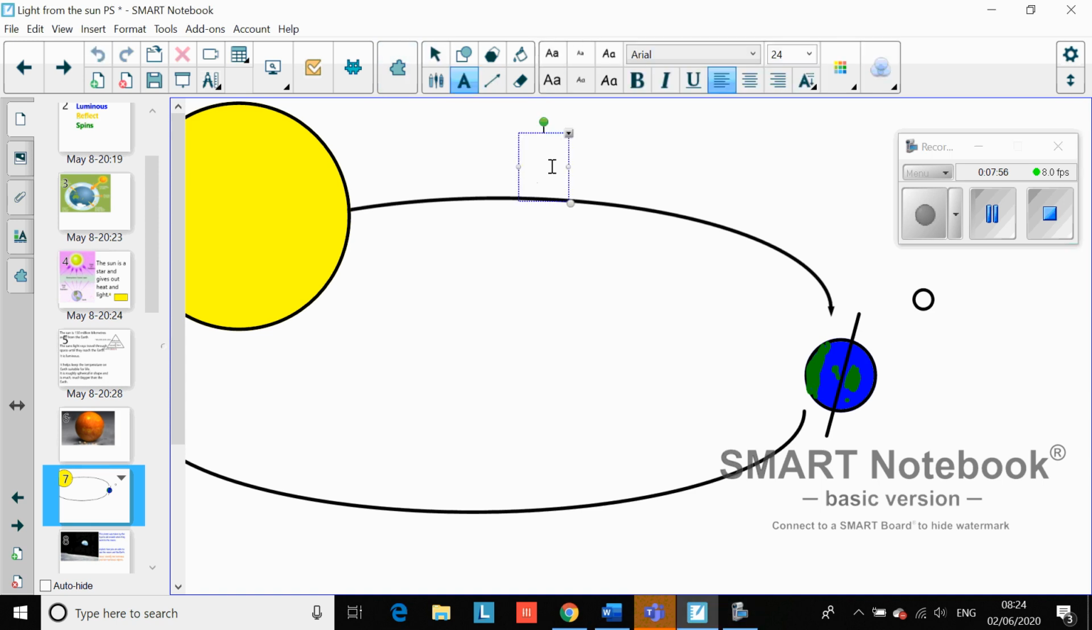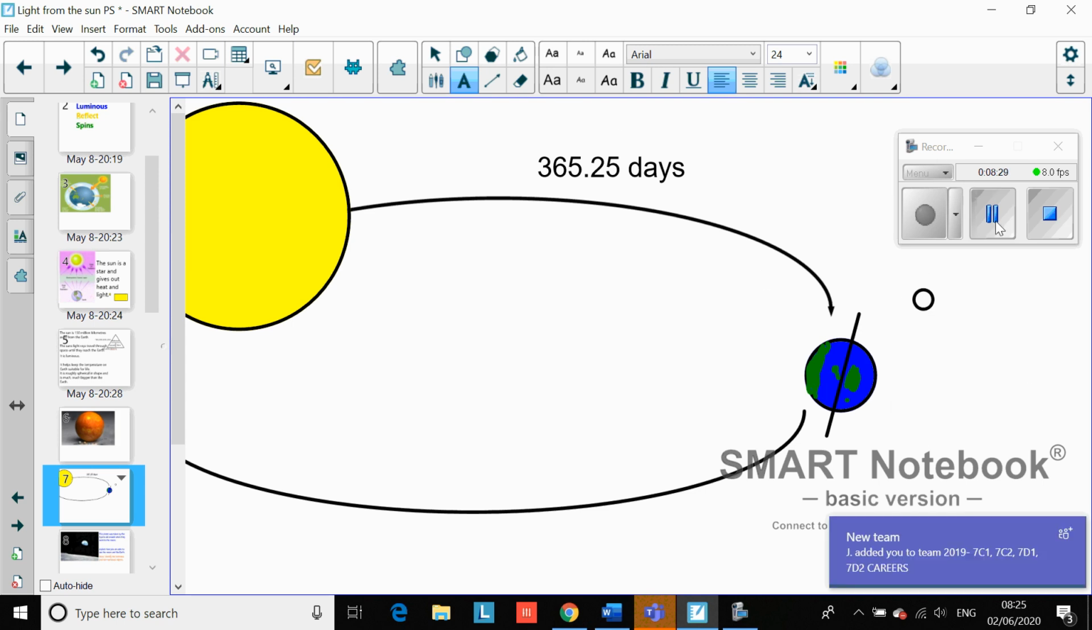Well, that takes 365, actually, and a quarter days. That's why we have leap years. Okay, so 365 and a quarter days for the Earth to do a lap of the sun. Okay, and also something else goes around. The moon also orbits, it goes round the Earth. So let's write that in.